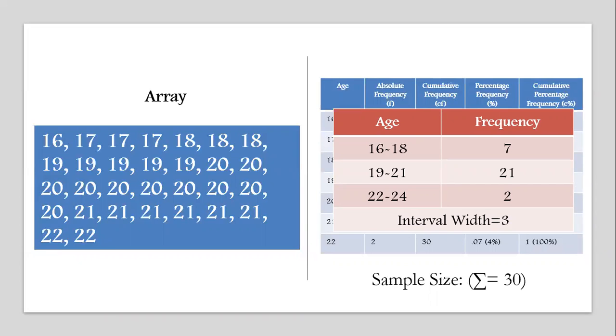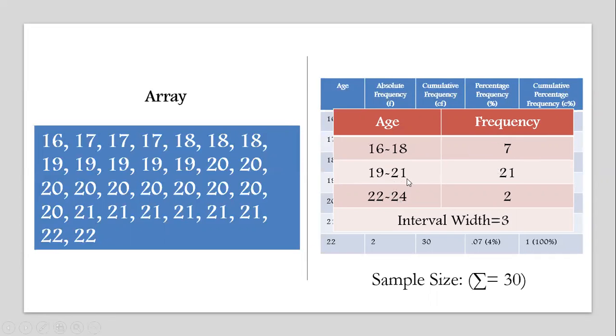So what that means is that each of my intervals have the same width. So 16, 17, 18 is a width of 3. 19, 20, 21 is a width of 3. And 22, 23, and 24, again, is an interval width of 3. So within this first interval of 16 to 18, we have 7 cases.